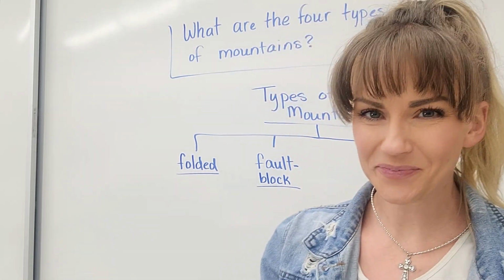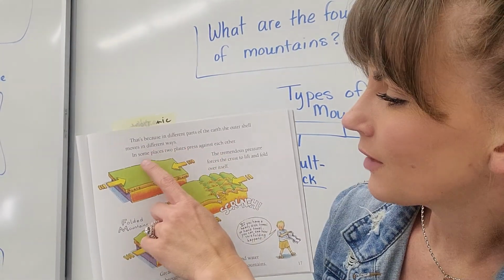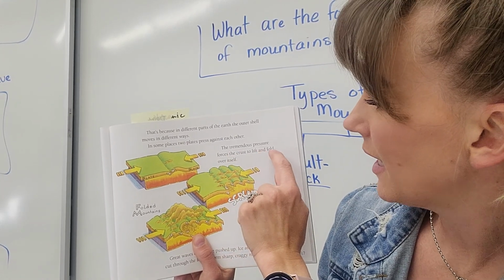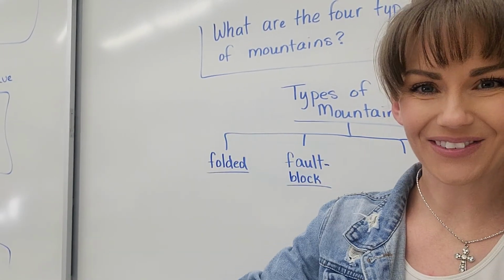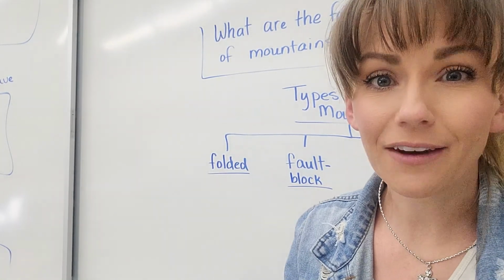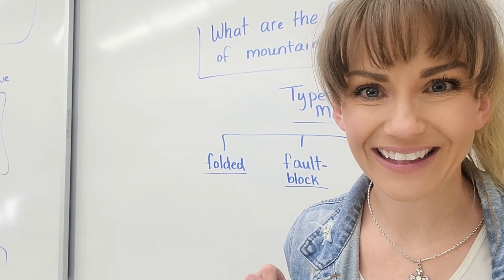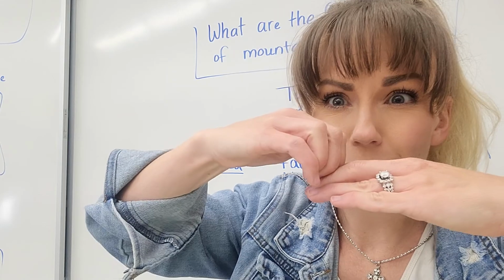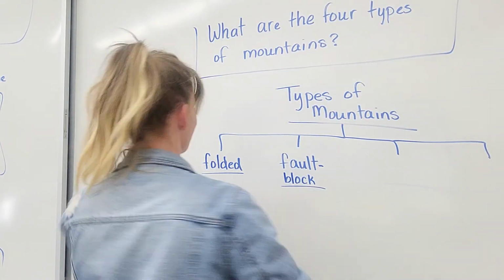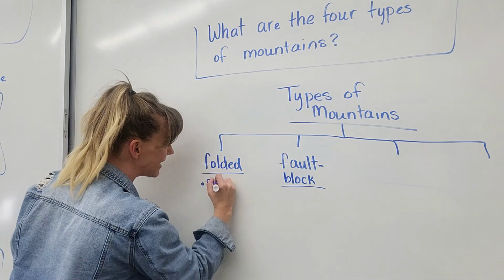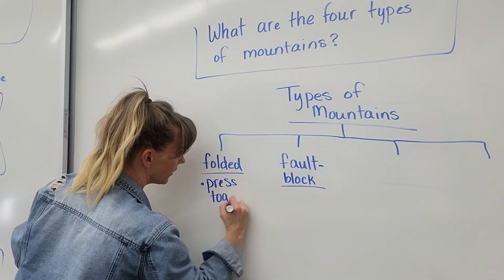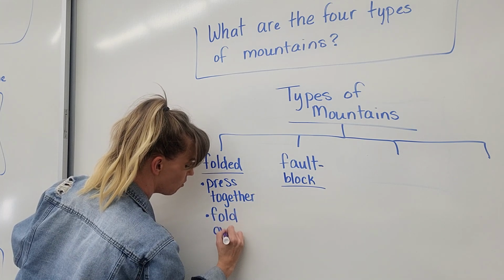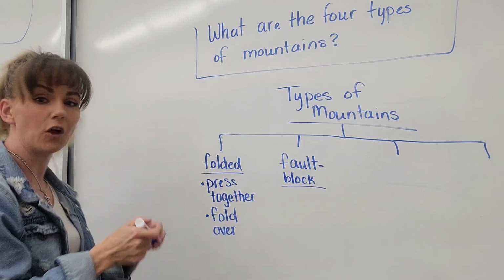Let's write that down. It says plates press against each other. We're going to write that, and then we're going to write fold and lift over itself. So press against and fold over. Those are 2 things that we need to remember about folded mountains. It's when they press together and fold over. Got it? Okay, let's write it. So folded mountains press together, and they do what? They press together and fold over. You're right, press together and fold over.